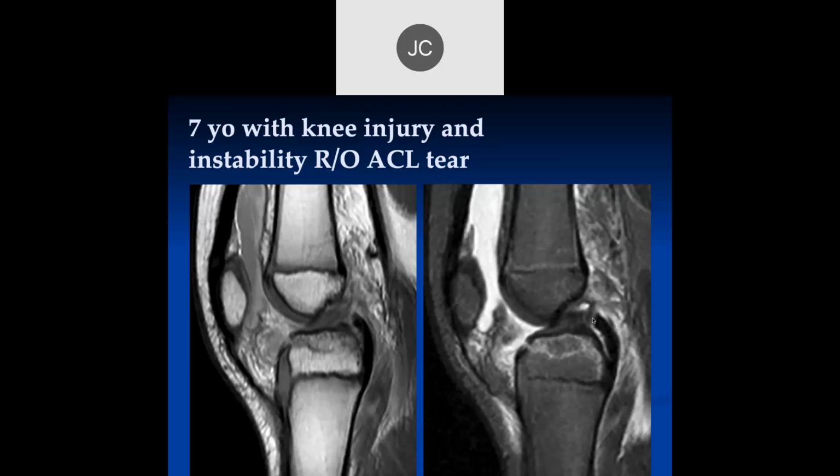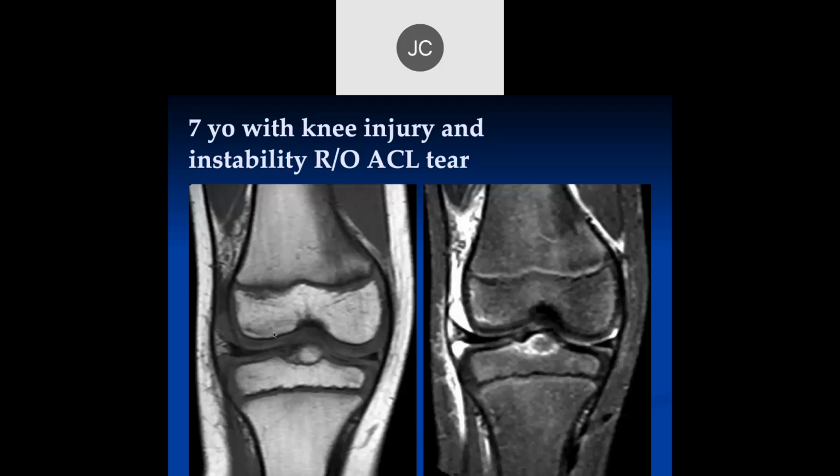Let me just tell you, in kids, the ligaments are generally very strong. The weak point in kids is more the bone. So what we actually see here is a bony avulsion of the attachment of the ACL. And on the coronal images, you can see that bony avulsion fragment right here as well.